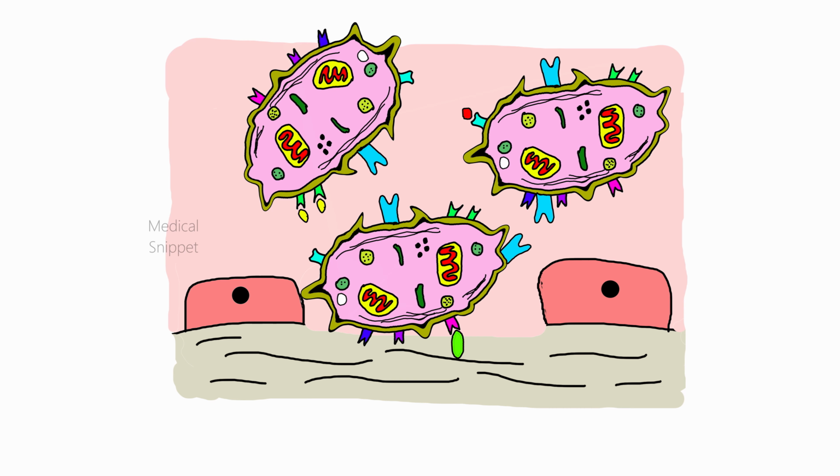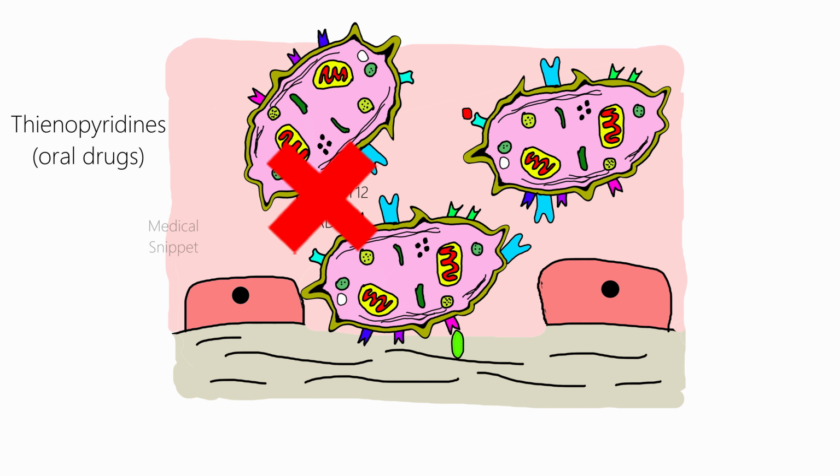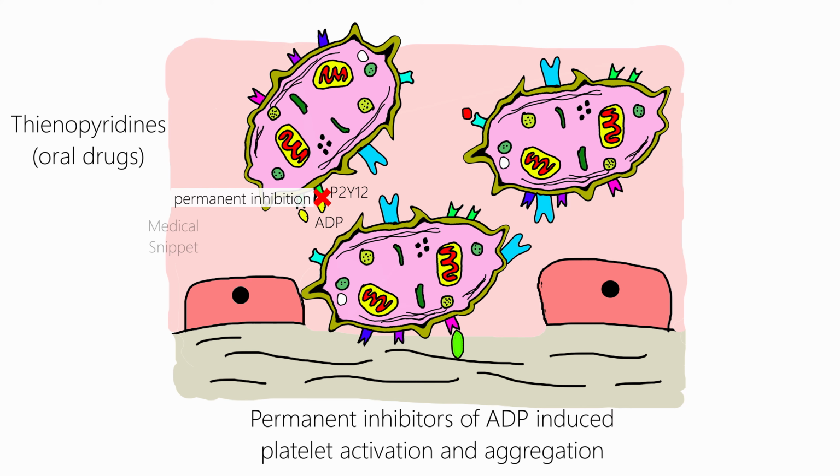The next antiplatelet drug group is thienopyridines. These drugs cause permanent inhibition of platelet P2Y12 receptors. Thus, these drugs inhibit ADP-induced platelet activation and aggregation. It has 3 generations of oral drugs. The first generation is ticlopidine, the second generation is clopidogrel, and the third generation drug is prasugrel.